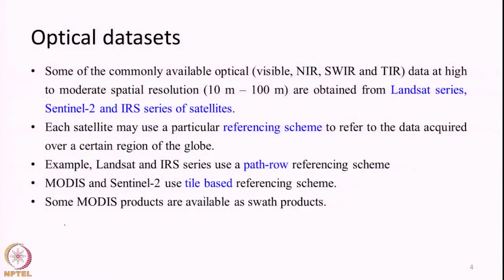Optical data sets means visible, NIR and SWIR as well as TIR domains. So, what are the commonly available data sets? We can use data from the Landsat series of satellites, one of the most widely used optical data sets, from visible to thermal infrared wavelengths. Then the recently launched Sentinel-2 is again a very good source of optical data sets. Sentinel-3 has its ocean color sensor and sea and land surface temperature sensor. These are examples of optical sensors which provide us data in visible, NIR, SWIR and TIR domains.